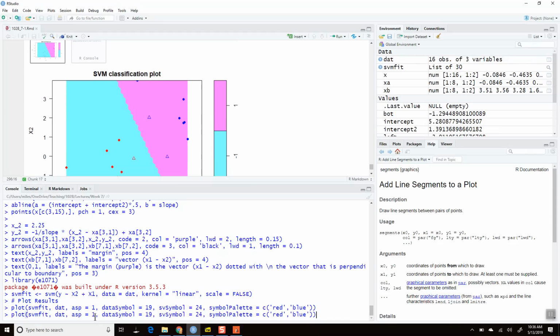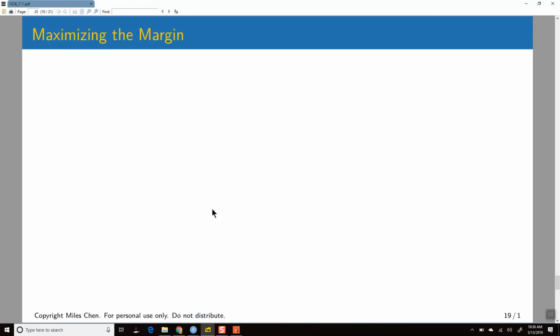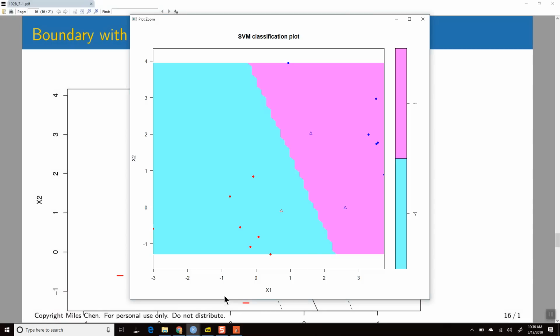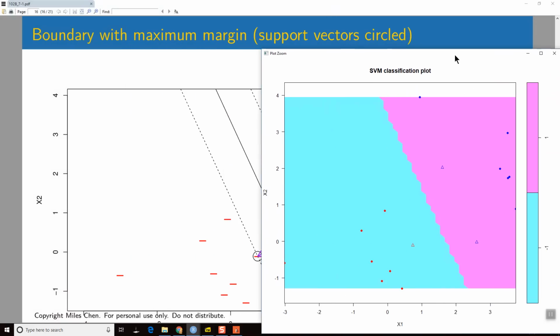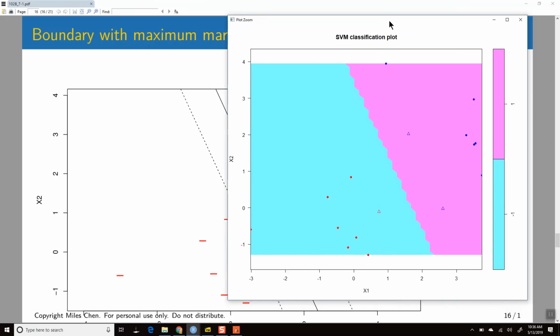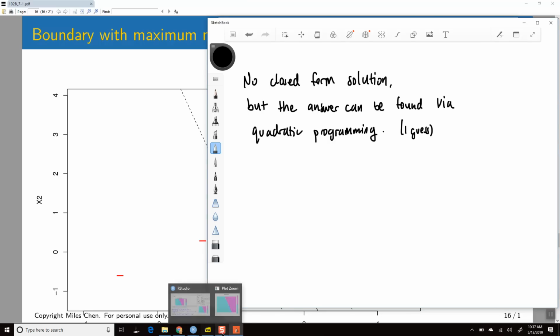Okay, and this looks a lot like the one that we drew here. So this is the same data, just with dots instead of pluses and minuses, and it shows the support vectors and the classification rule. This was supposed to be a straight line, but because of limitations, it's just calculating for all of these points, and you get this thing.